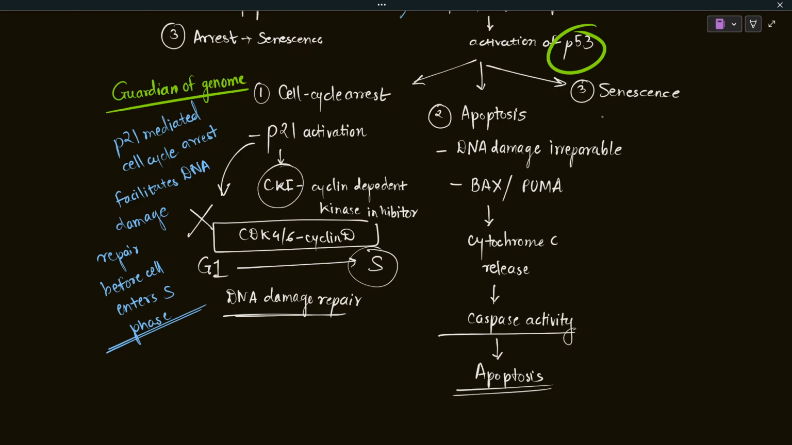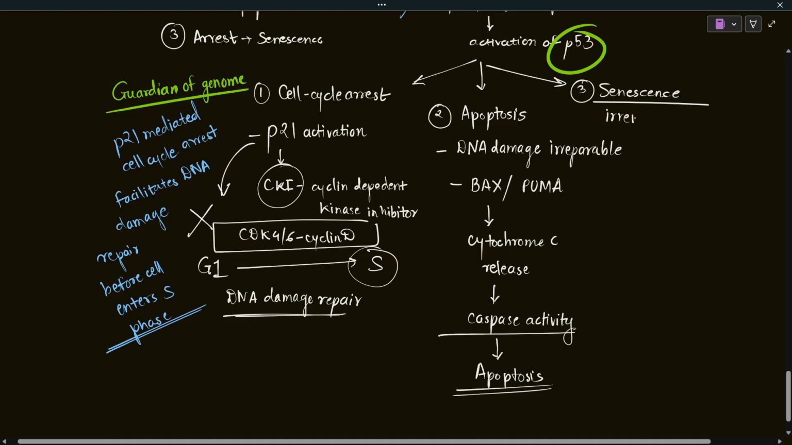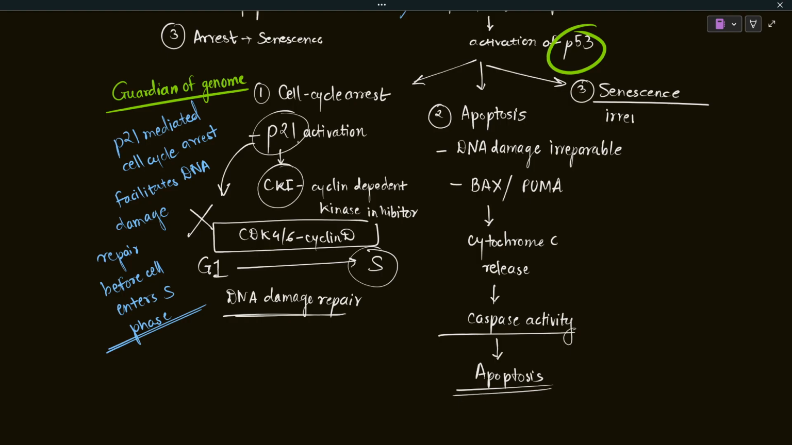The third: if there is continuous P53 activation, it is going to lead to irreversible arrest. The cell cycle arrest mediated by P21 activation is a reversible cell cycle arrest. But if P53 is getting activated again and again, and the activation is quite sustained, it is going to lead to irreversible cell cycle arrest, which is known as senescence, and which will eventually lead to the death of the cell.